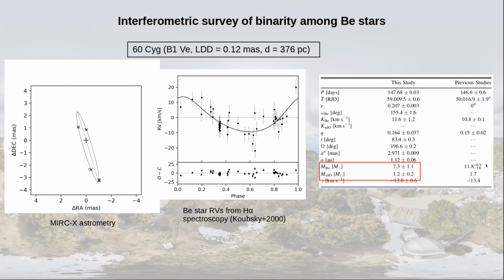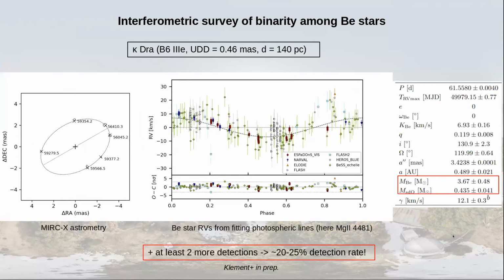In fact, there is a bit of a discrepancy in the masses: my result shows that the masses are lower than what was thought previously. And also the orbit is slightly eccentric, which is pretty unusual for these systems. Only one other system is known to be slightly eccentric. And this is my recent work, which is not published yet.